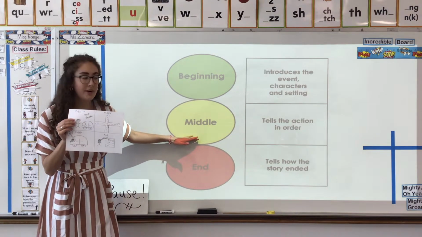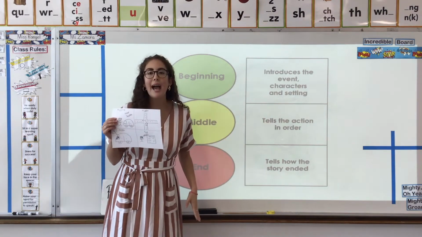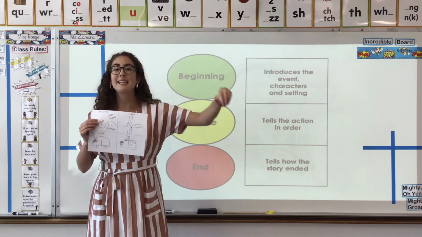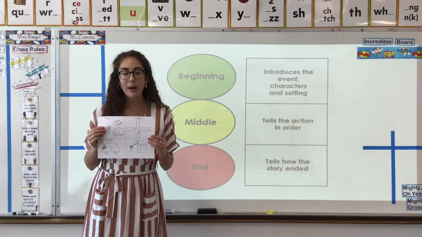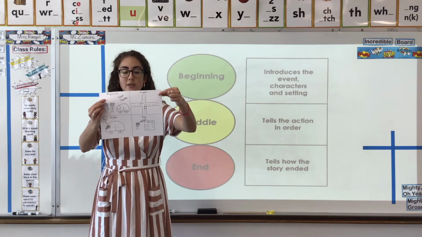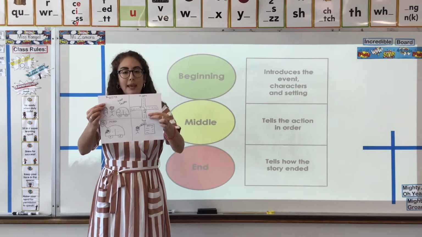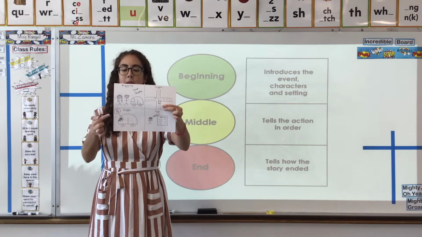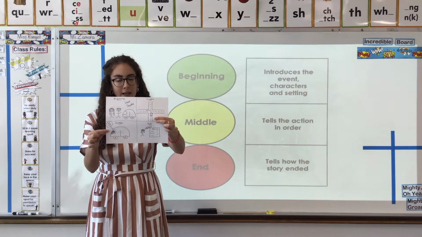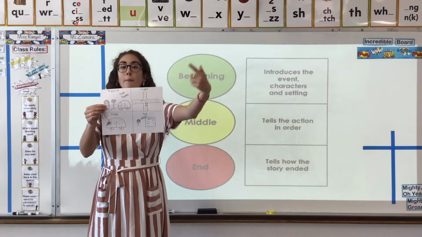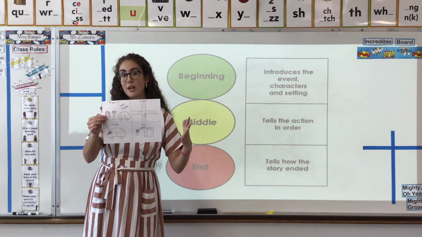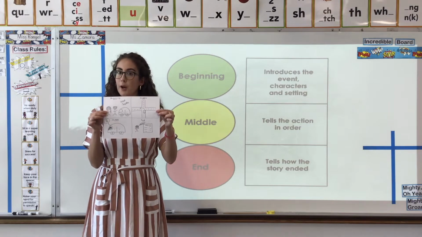In the middle part of our story, we have to tell the action in order. We have to go from what happened first to last, exactly how it happened in real life. So for example, first in my driver's test, I started by making that awesome left turn, but then I tried to drive with the parking brake on, which was not good. But my left turn came before my mistake. And we need to make sure we're telling that in order.